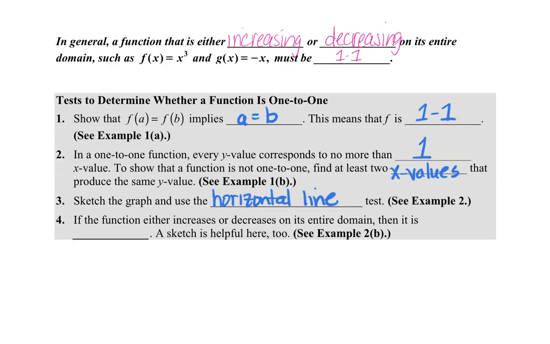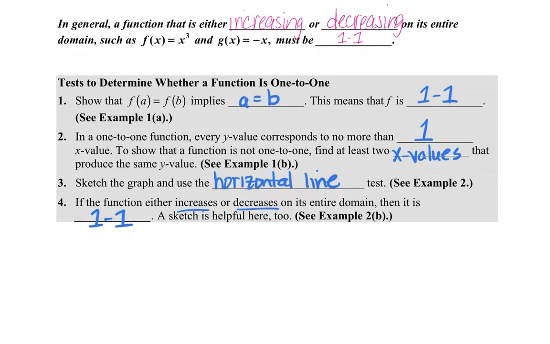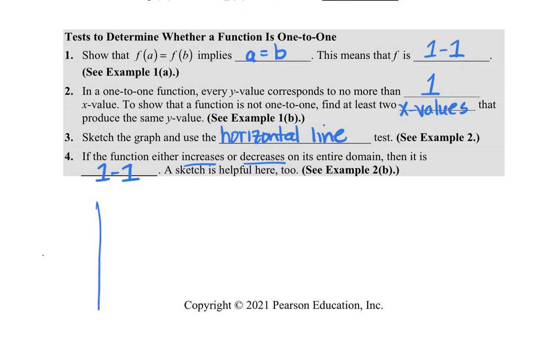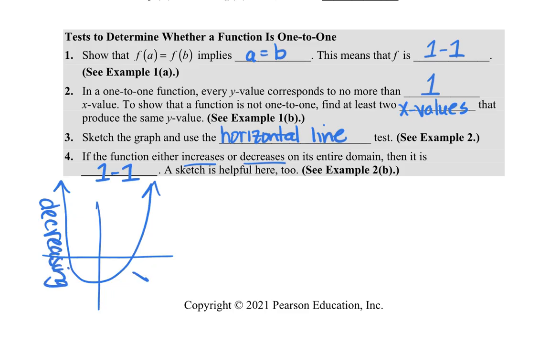And if the function either increases or decreases the whole time, then it is 1-to-1. If it rises and falls, it is not 1-to-1. So just for visual, we have this graph here. So we are decreasing, and then we come over here and then we're increasing. So this is not 1-to-1.